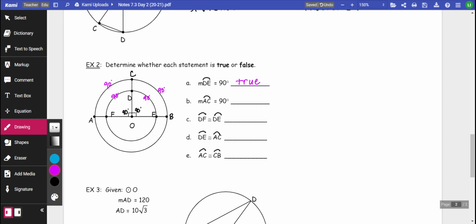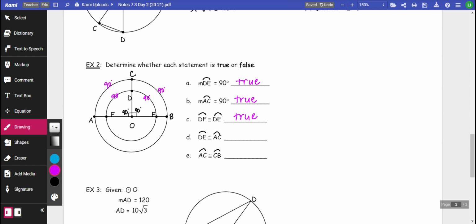Part B, the measure of arc AC is 90 degrees. And again, that is true. It is an intercepted arc of a central angle that measures 90 degrees as well. Next, arc DF is congruent to arc DE. Those two arcs are both within the smaller circle O, and since they are part of the same circle, they have the same measure, so I can say that those are congruent.